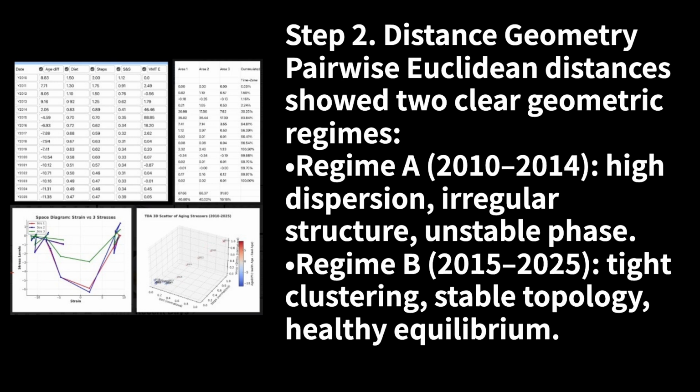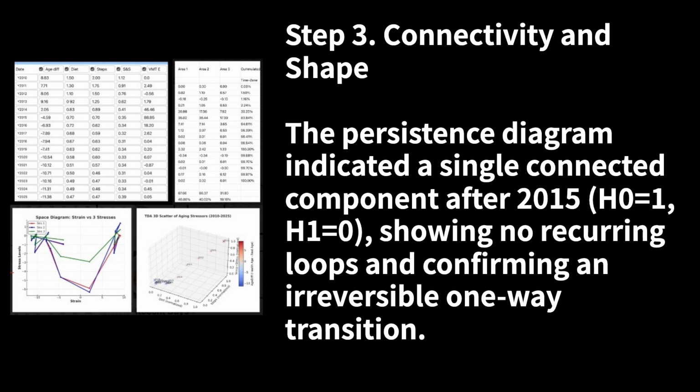Pairwise Euclidean distances showed two clear geometric regimes. Regime A, from 2010 to 2014: high dispersion, irregular structure, unstable phase. Regime B, from 2015 to 2025: tight clustering, stable topology, healthy equilibrium. Step 3. Connectivity and shape: the persistence diagram indicated a single connected component after 2015. H0 is 1, H1 is 0, showing no recurring loops and confirming an irreversible one-way transition.